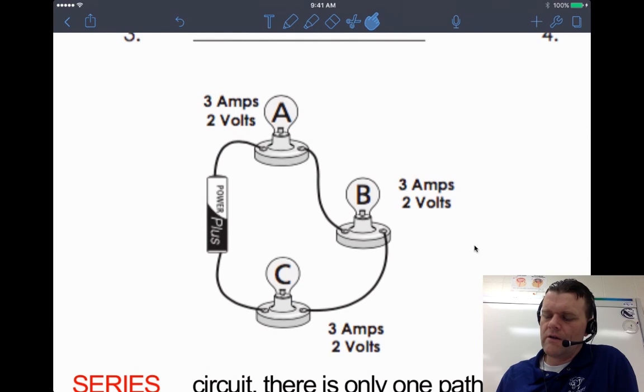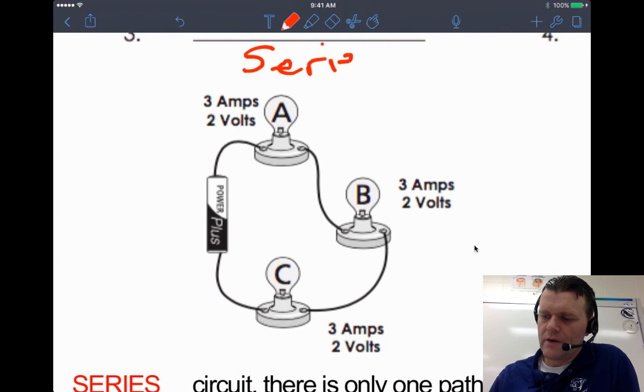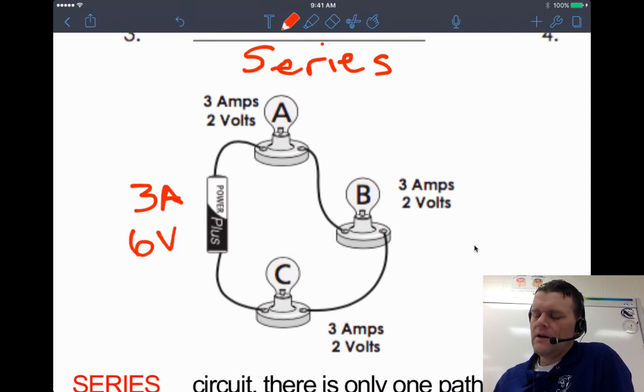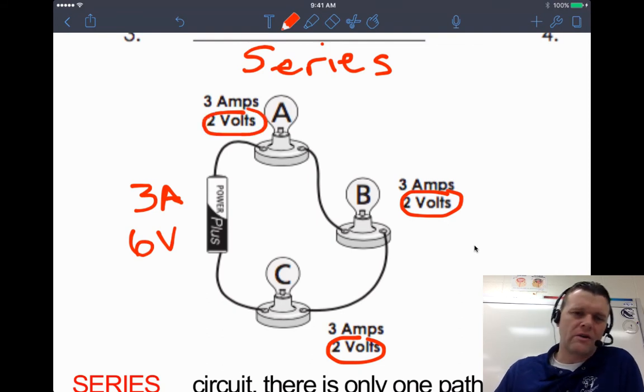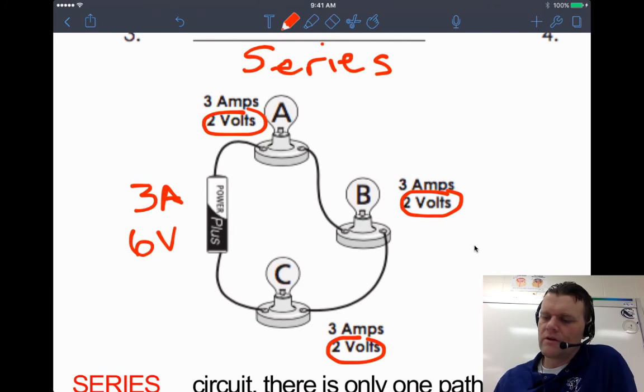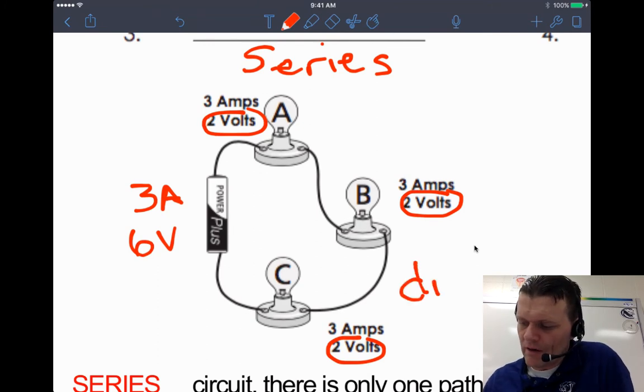What's different here now, if you can tell, this does appear to be another series circuit because there's only one pathway and the current can only go in one direction. So what's different in this case, though, we still have 3 amps and 6 volts available in the same cell, but now each light bulb only gets 2 volts. If you remember, volts is an amount of energy per unit of charge. And so if these light bulbs are getting less energy per unit of charge, they will be dimmer.